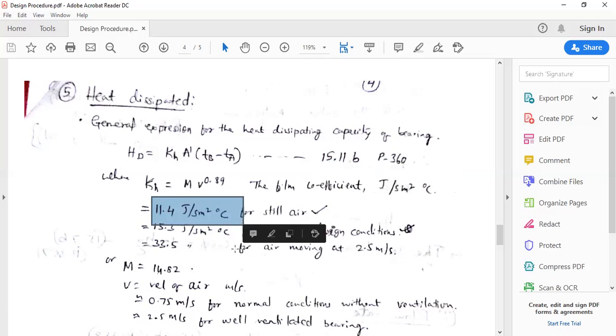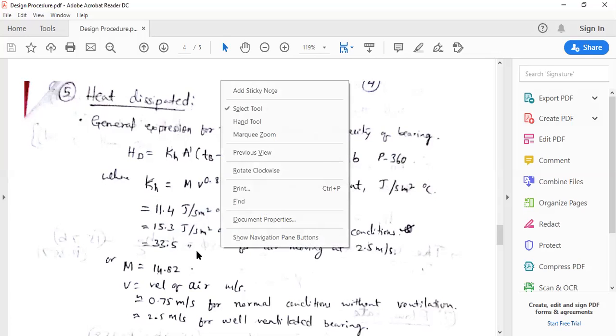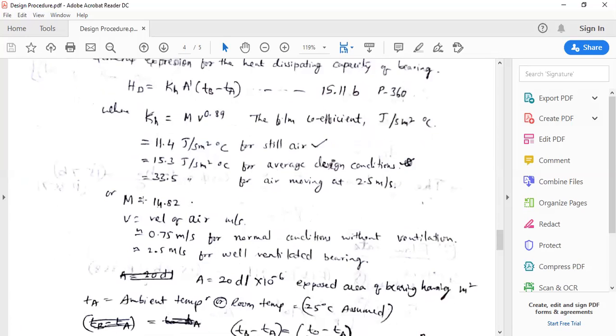So for still air it is. As the assumption that is made here, the discharge is to the air, that is the convective heat transfer coefficient that we can say here. So convection is the process that takes place, so we have to use the constant 11.4 as the KH value. Suppose if anything other than that is specifically mentioned, in that case we have to use the specific condition itself, or we have to use directly 14.82 for a velocity of air of 0.75 meter per second under normal conditions, or 2.5 meter per second for well ventilated conditions.